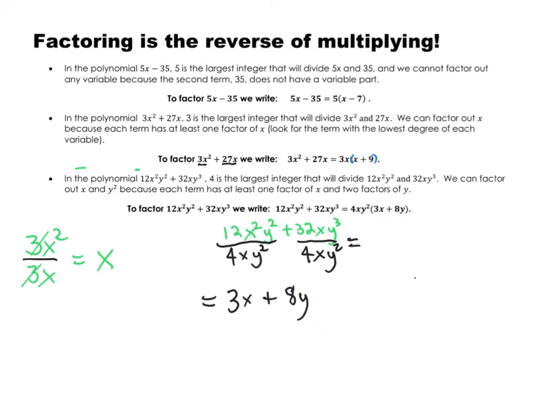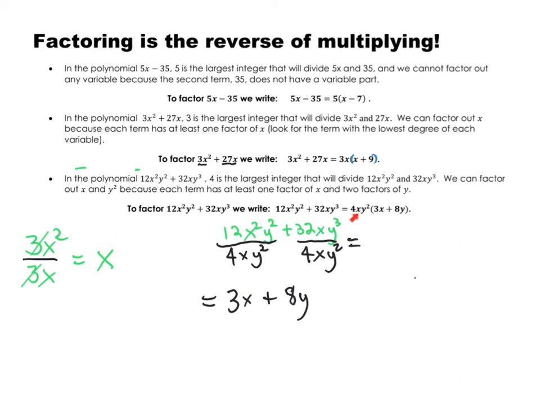So, if you ever want to check your work, we just multiply. 4 times 3, that gives us the 12. That works out. 4 times 8, that gives us the original 32. x times x, that gives us the x squared. x times nothing here, there's no other x. That's where that x came from.